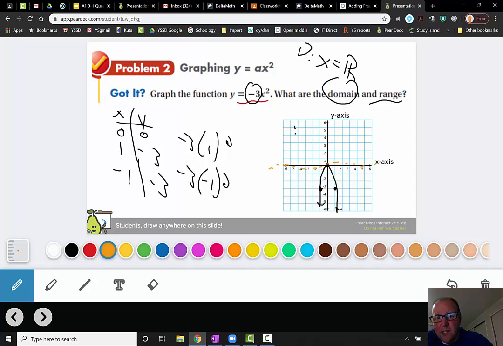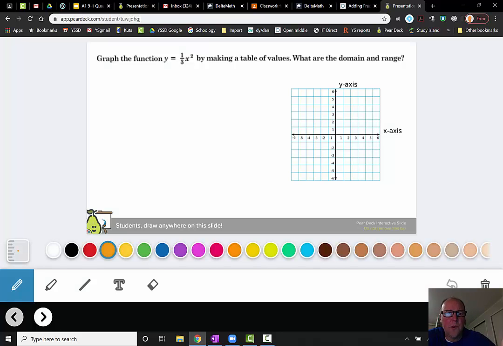So my range is that y has to be less than or equal to 0. It will reach up to 0, but it never goes any higher than that. So it's based on whether it opens up or down, and we'll know that from that A value as we work through this chapter. So let's try that again. We get another one of those for the 1/3.